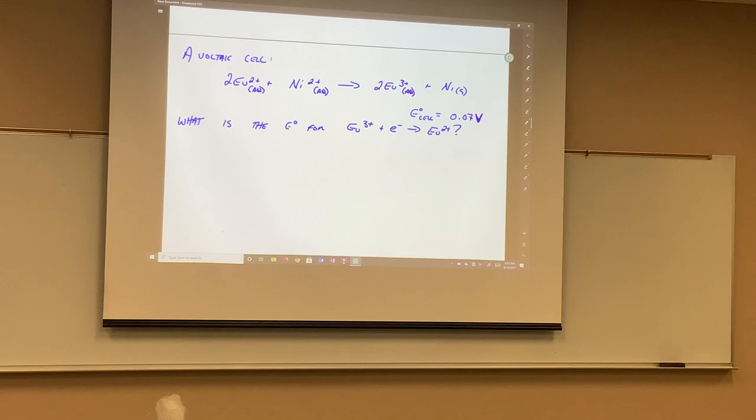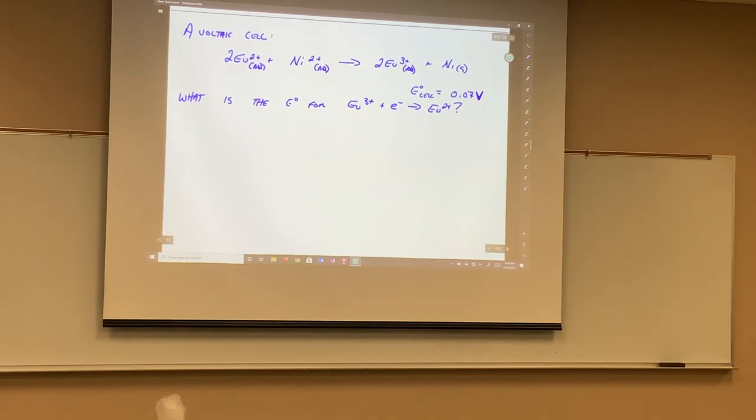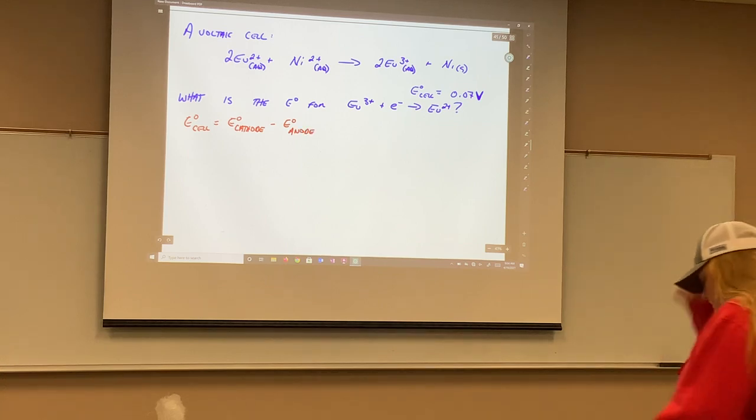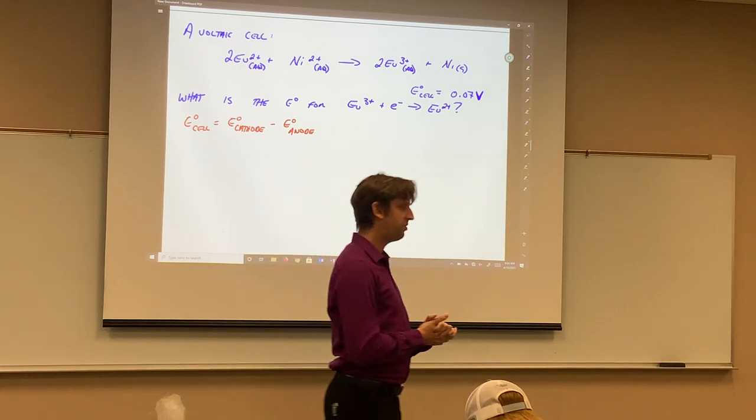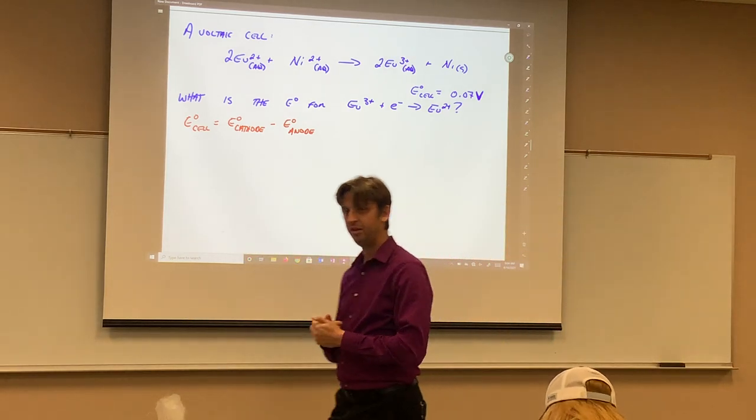So I gave you information about that. And now you need to figure out what other information you have. You're right, you have to look at the table, but the europium's not going to be on there. But you will find the nickel on there. And then the question is, nickel at the cathode or nickel at the anode? This is the equation that we're going to need to figure this out. The potential for the cell is equal to the potential for the cathode minus the potential at the anode.